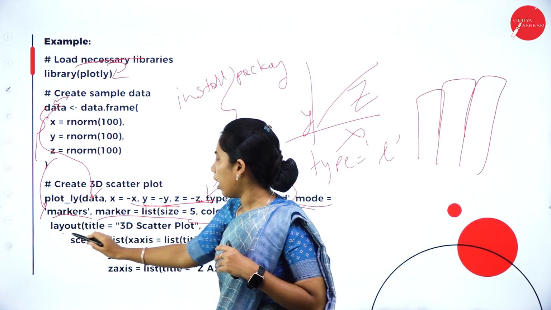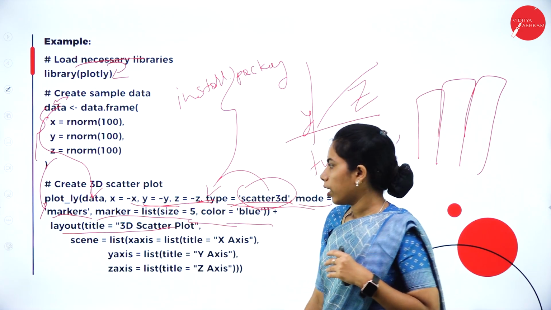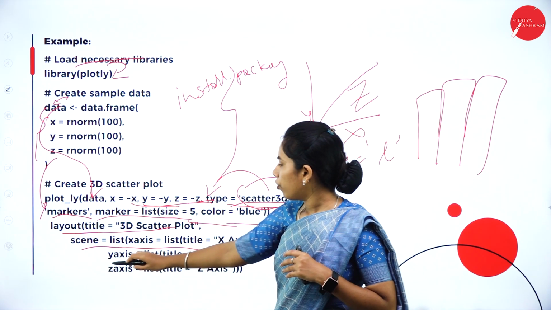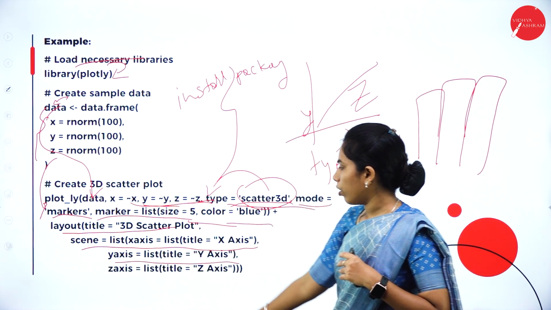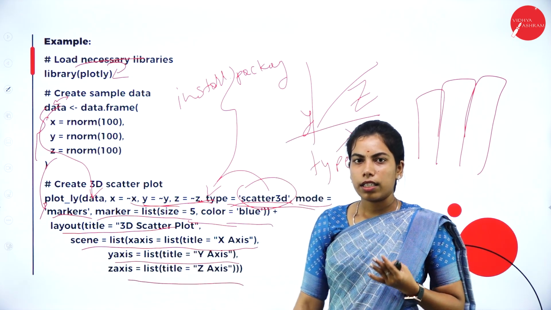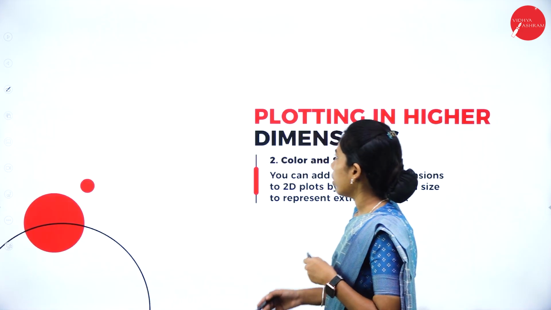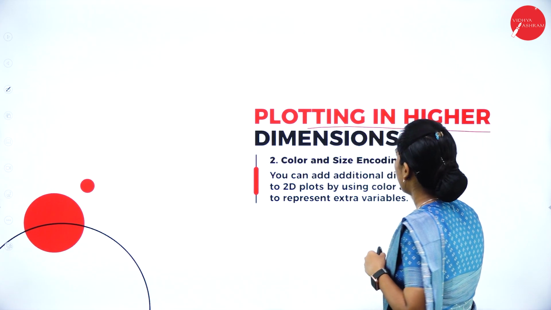And also layout, a 3D scatter plot. And lastly, scene is equal to a list with xaxis for the x-axis, yaxis for the y-axis, and zaxis for the z-axis. That is the label of x, y, z. Got it now?